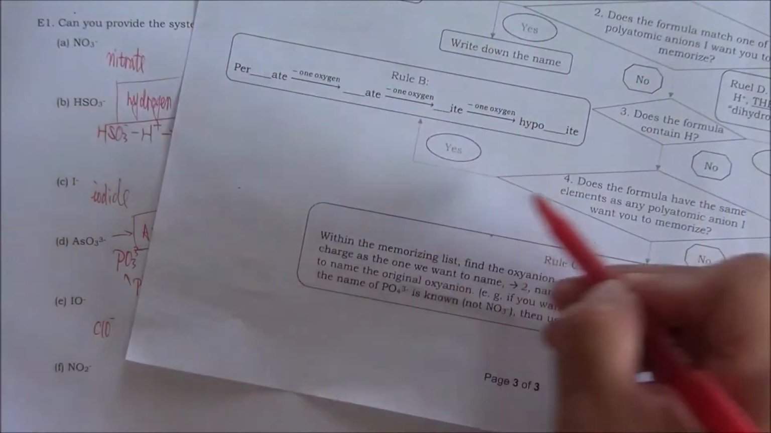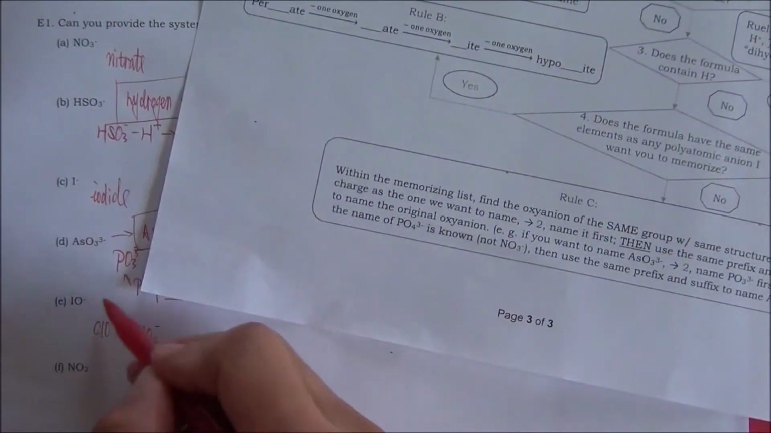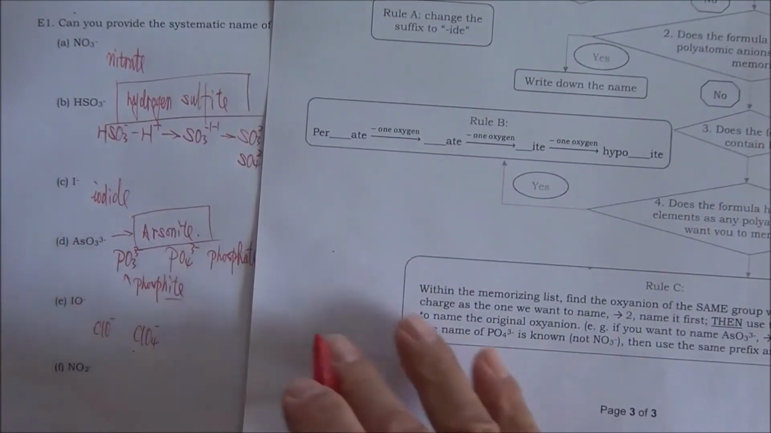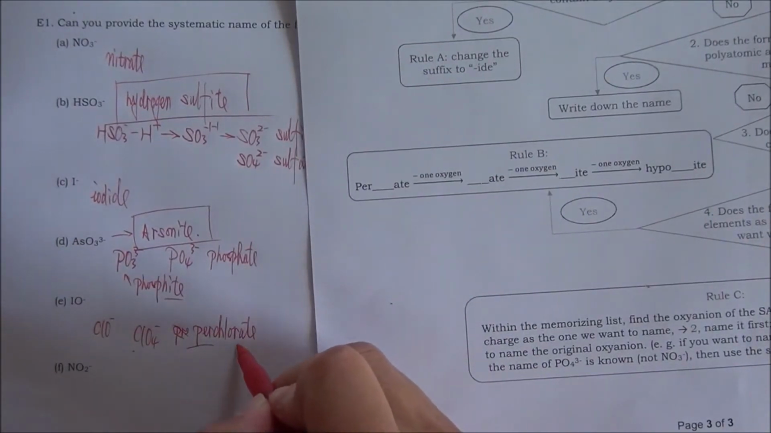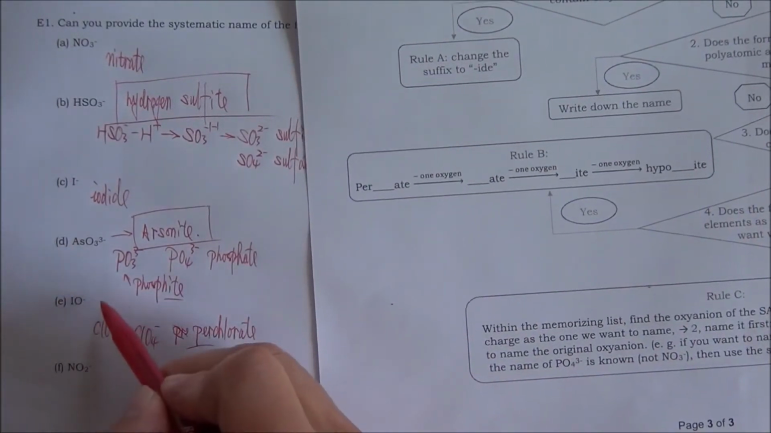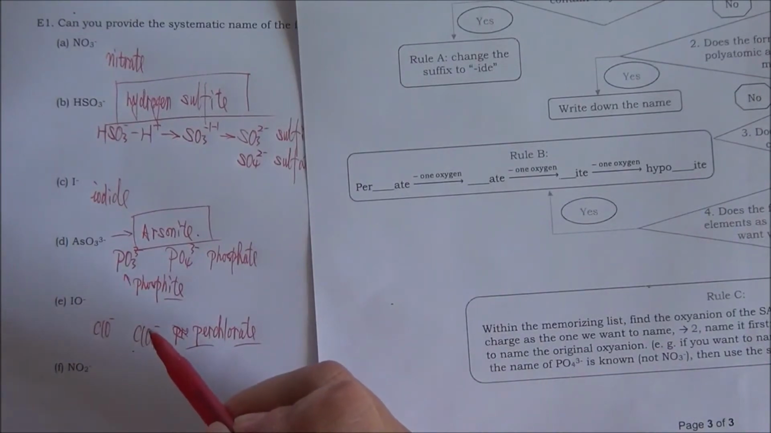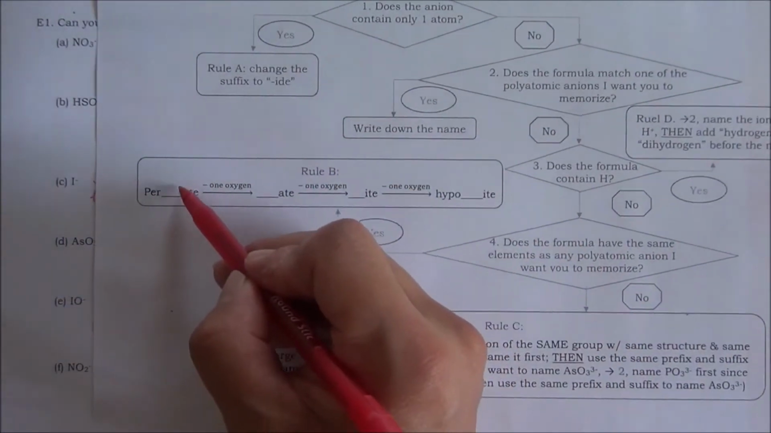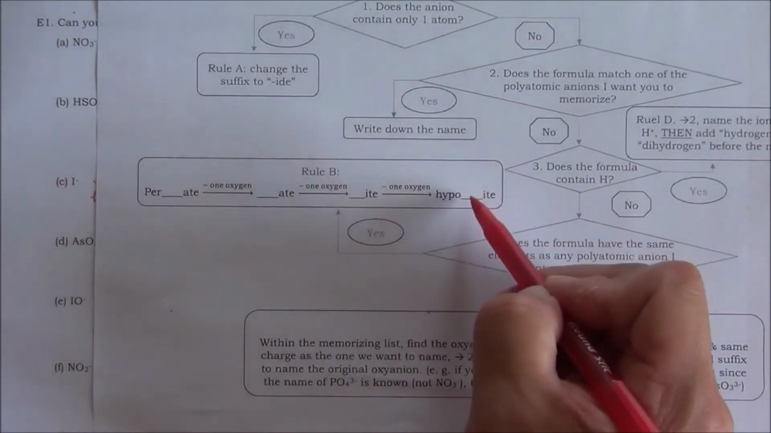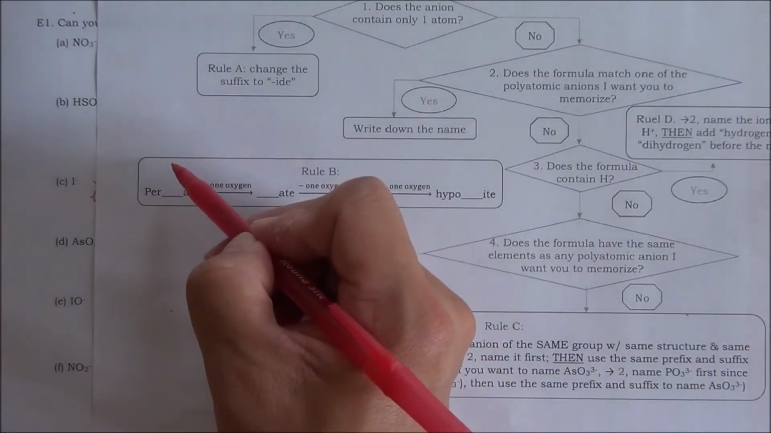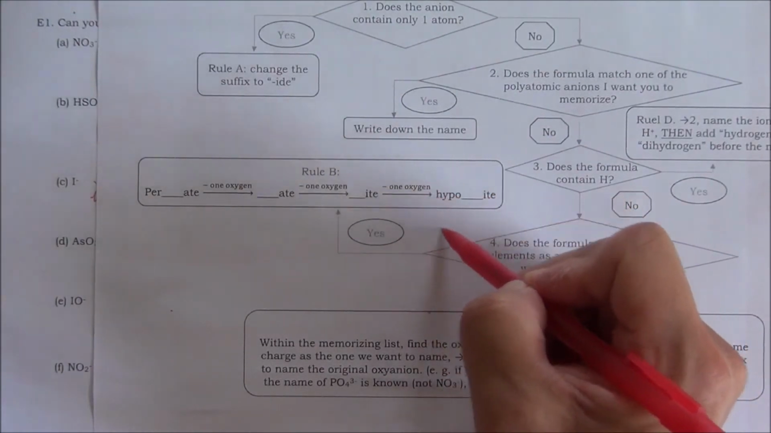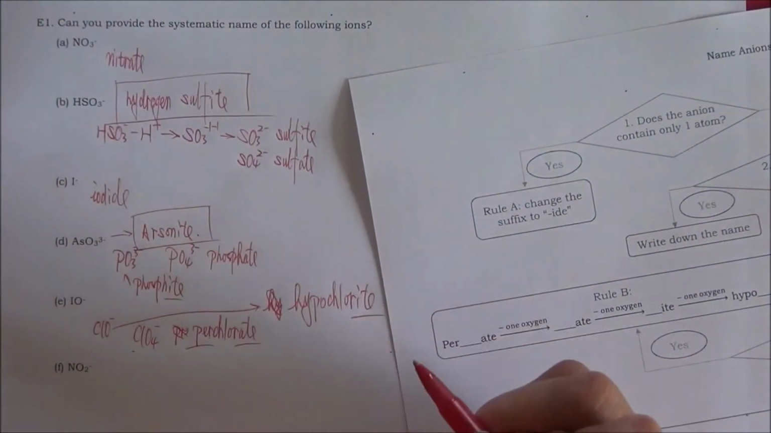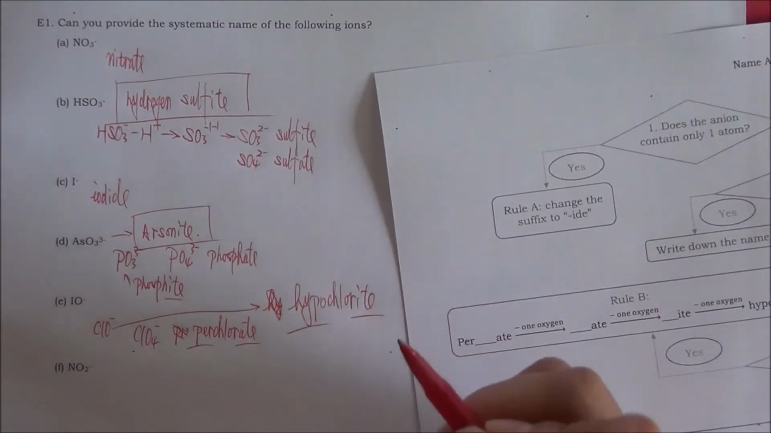Then we use rule B to get the name of ClO minus. ClO4 minus has the name of perchlorate. The prefix is per, the suffix is ate. ClO minus has 3 less oxygen atoms than ClO4 minus. According to this rule, 1 less, 2 less, 3 less. Since ClO4 minus is called perchlorate, then ClO minus should be called hypochlorite. It has ite as the suffix, hypo as the prefix.